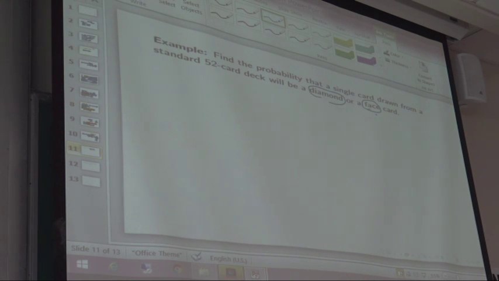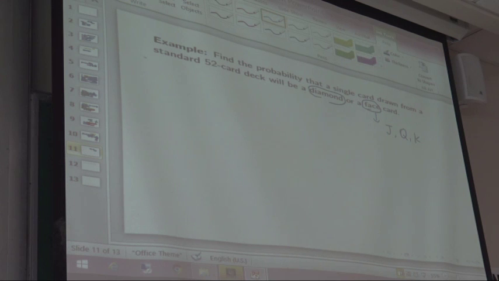Ace isn't counted as a royal card. Ace is just ace, or just one. Like if you're playing blackjack and you get a face card, it's 10, but if you get an ace, it's 1 or 11. So it's different from the face. You're right. The face is only J, Q, K.